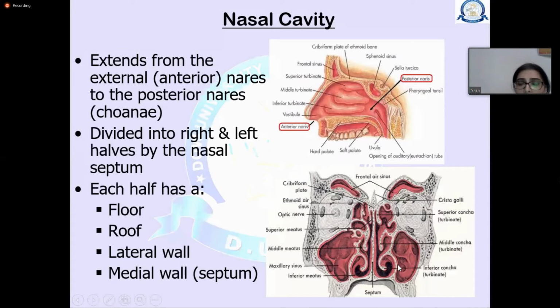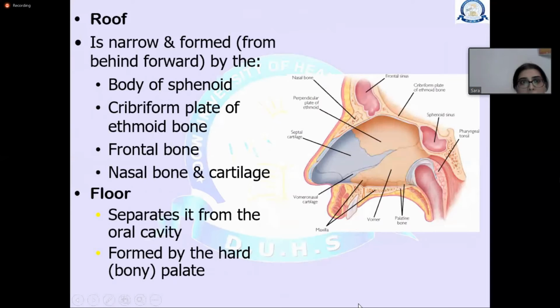Laterally, on each side there is going to be a wall which is known as the lateral wall, which has a number of shelf-like projections, a roof and a floor. The roof is the narrower part, whereas the floor is broader as compared to the roof.